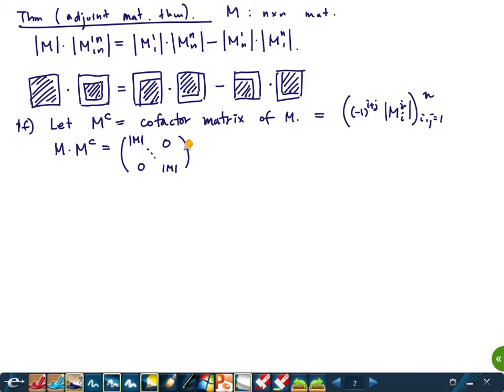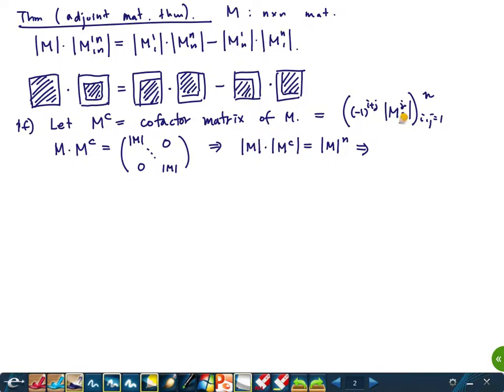So now, what is this? Let's take the determinant of both. Then we get the determinant of M times the determinant of C equals the determinant of this diagonal matrix. But of course, it will be the product of the diagonal entries. So it's going to be the determinant of M raised to the nth power. Okay? Now we're going to divide both sides by the determinant of M. What if the determinant of M is 0? We will assume that the determinant of M is not 0 because it's the general situation.